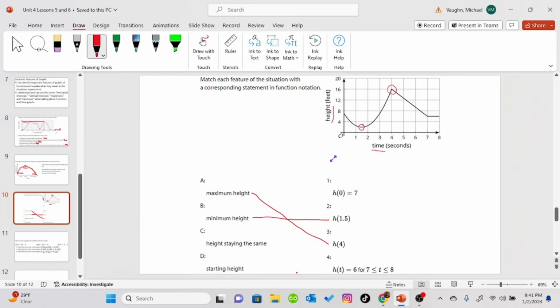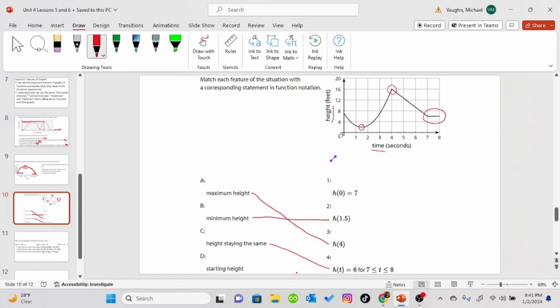C is looking for the height staying the same. We see that down here on the end when time is between 7 seconds and 8 seconds. And we can see that the height is halfway between 4 and 8, so we would say that's about 6. Therefore, C matches 4.